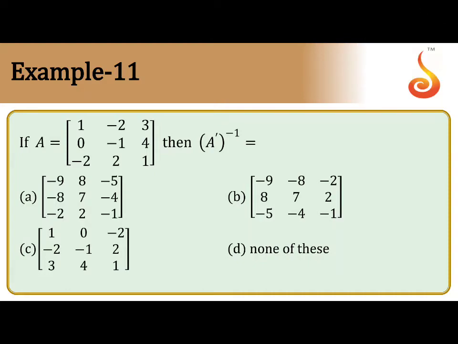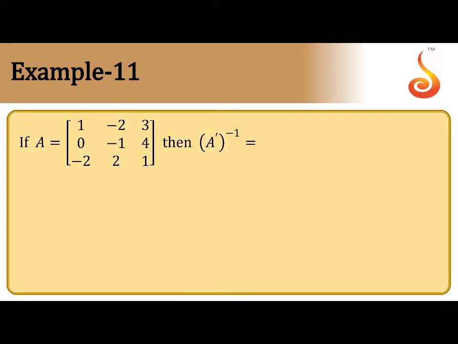Example 11. Matrix A is given, then find (A')^-1. Here (A')^-1 is the same as (A^-1)'. This is the property of the inverse of a matrix: (A')^-1 equals (A^-1)'.